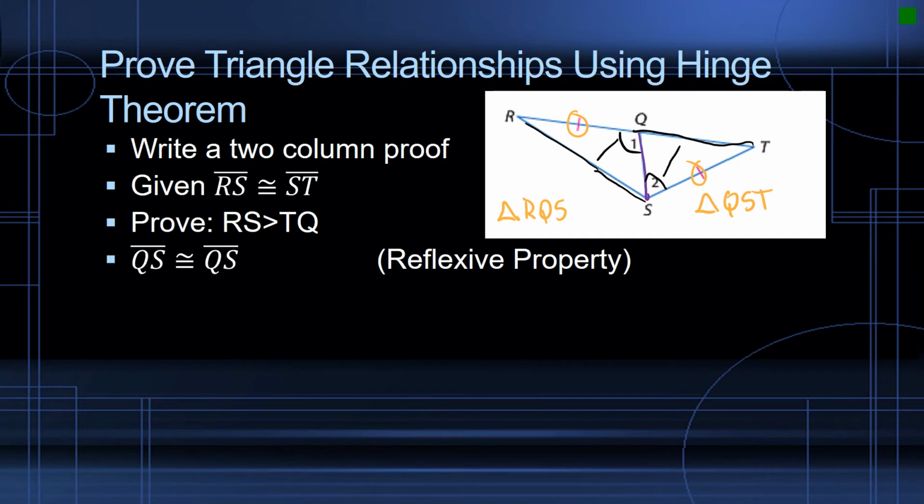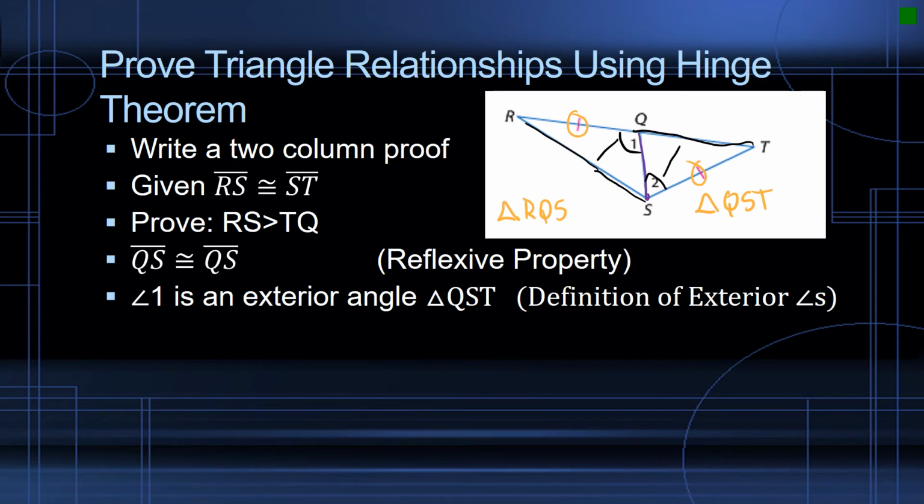Well, it lies on a line, and it is an exterior angle to triangle QST. Okay, so angle 1 is an exterior angle of triangle QST by the definition of exterior angles. And if it is an exterior angle, then it is greater than both angle 2 and angle T, because it's going to be greater than the two remote interior angles.